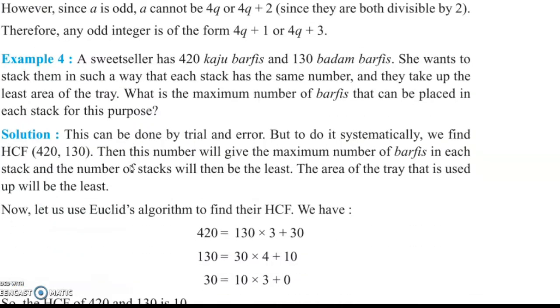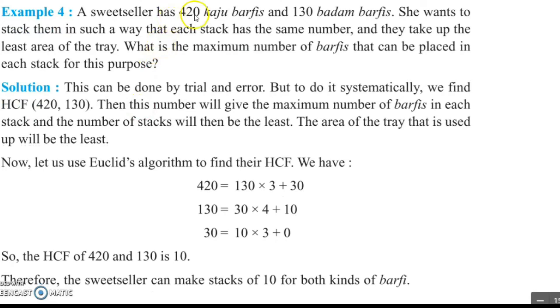Now example 4: a sweet seller has 420 kaju burfis and 130 badam burfis. She wants to stack them in such a way that each stack has the same number and they take up the least area of the tray. So what is the maximum number of burfis that can be placed in each stack? Maximum number means the HCF, so that's why we are going for HCF. Same thing, we have to calculate the HCF for 420 and 130.